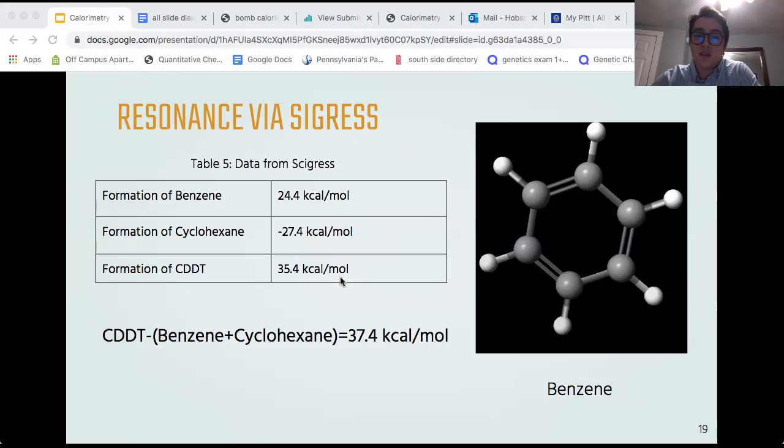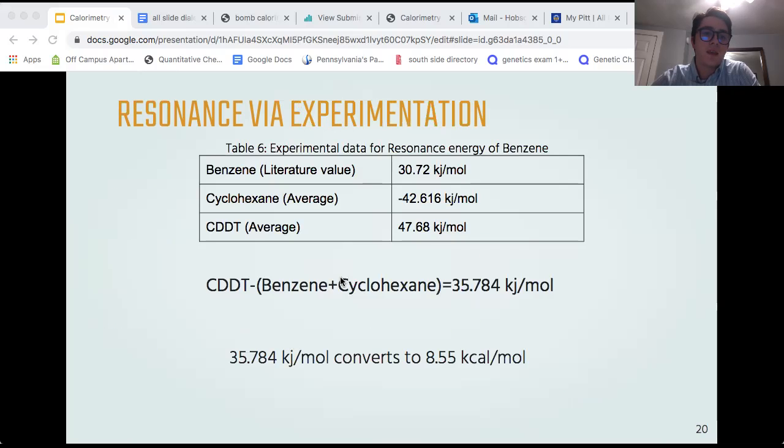So now resonance via CGRIS, which is our theoretical run or values. Using CGRIS, we're able to find the formation energy of benzene, cyclohexane, and CDDT. These values then allow us to create a theoretical value for the resonance of benzene, which comes up to about 37.4 kilocal per mole, versus our experimental values.